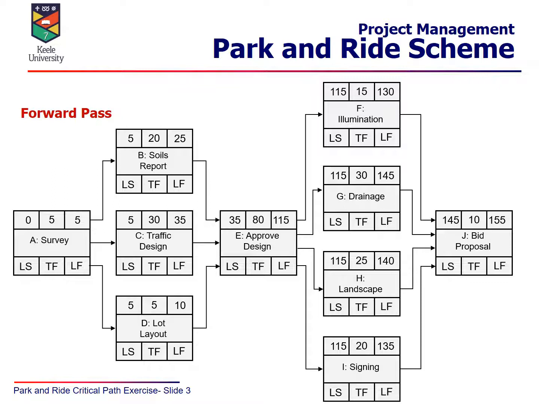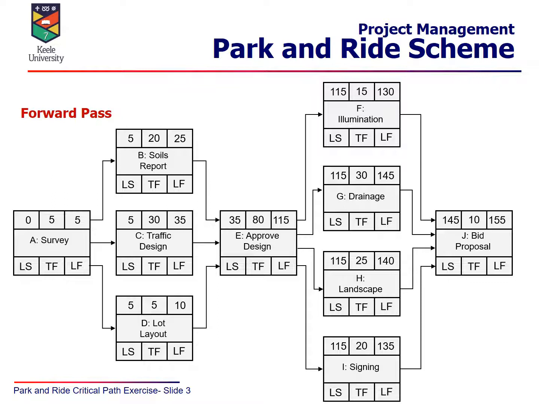Clearly then the next 4 activities run in parallel: illumination, drainage, landscaping and signage. And so what we get there is that day 115 is the earliest you can start any of those activities. And if you run through, then you can add the duration time for each activity to the earliest start time to get to the earliest finish time. So the earliest finish times for the activities F to I respectively are 130, 145, 140, 135.